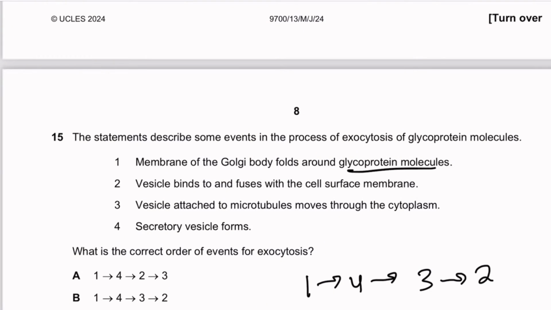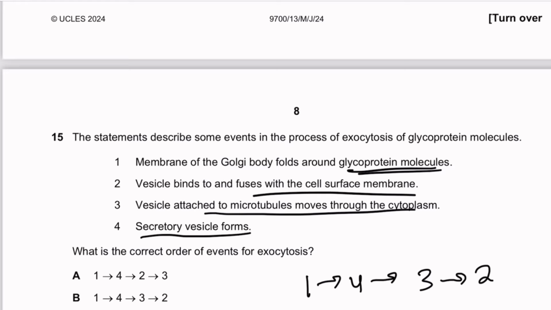Firstly, the glycoprotein molecules are going to be formed in the Golgi body, and they're going to be released in vesicles from the Golgi body, and then these vesicles are formed. Then 3 is basically when vesicles start to move across the cytoskeleton of the cytoplasm, and 2 is going to be when they're released via exocytosis. So it's 1, 4, 3, 2.